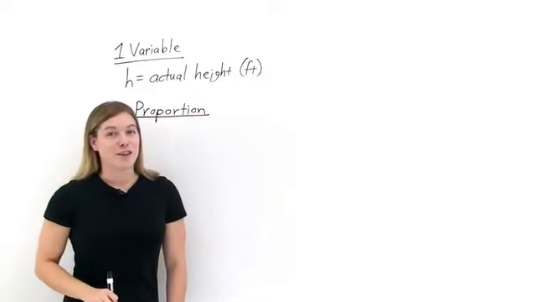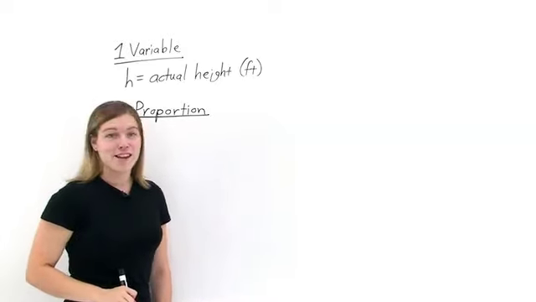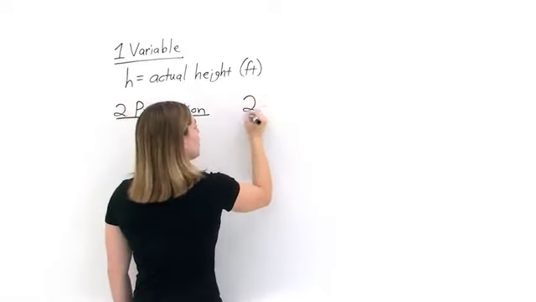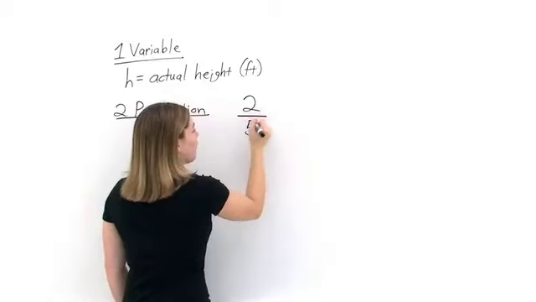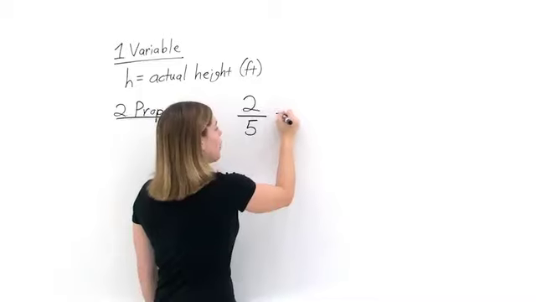First, let's look at the scale of the blueprint. The scale of the blueprint is 2 inches for 5 feet. So we have 2 inches on the blueprint is the same as 5 feet of actual house. Now we want to set that equal to another ratio.